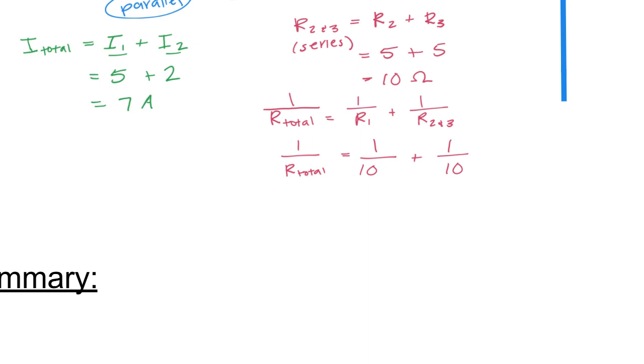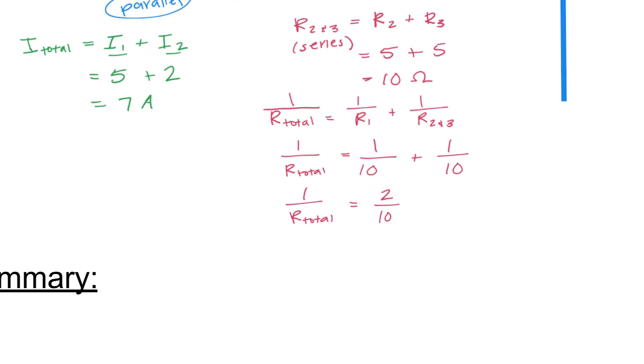So if we add 1/10 and another 1/10 together, we get 2/10. Remember, when we're adding fractions, we need to make sure the denominator is the same. This part on the bottom is the same, and then all we have to do is add the numerators together. So 1/10 plus 1/10 is equal to 2/10. Now 2/10 is equal to 1 over the total resistance.